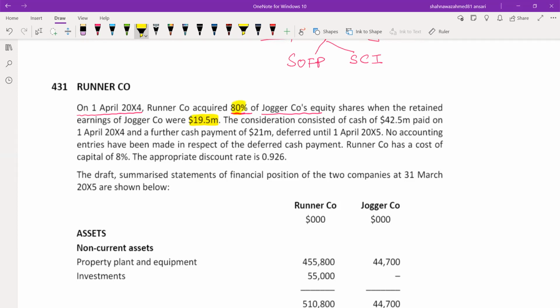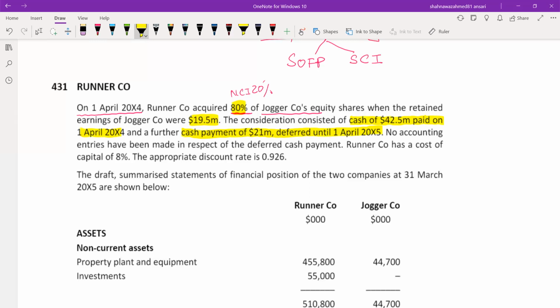Parent's percentage is 80%. So NCI is 20%. This is step number 1, that we have 80% shares and the remaining 20% being held by NCI. Now, consideration comprises of cash of 42.5 paid immediately. This is the immediate payment. And a further cash payment of 21 million. This is deferred until 1st April 20X5. That is after 1 year.